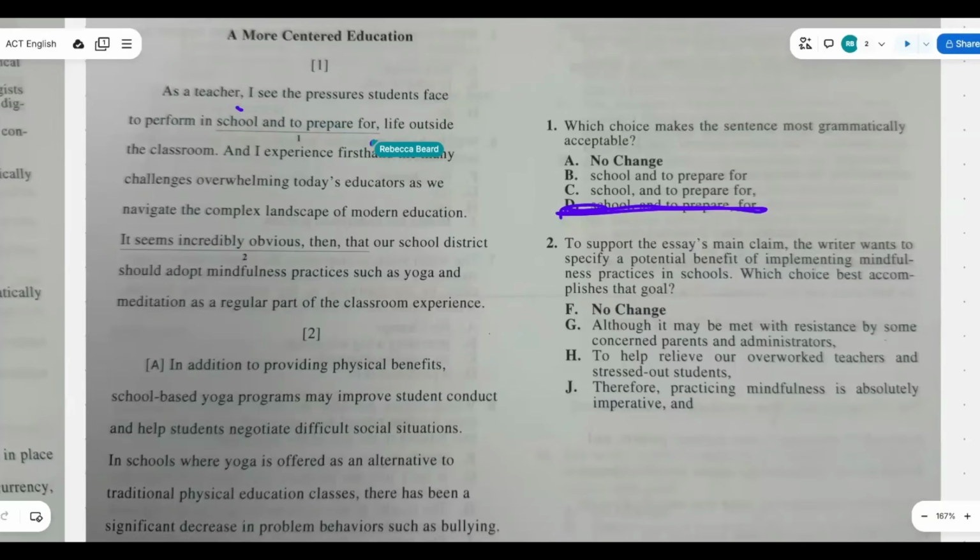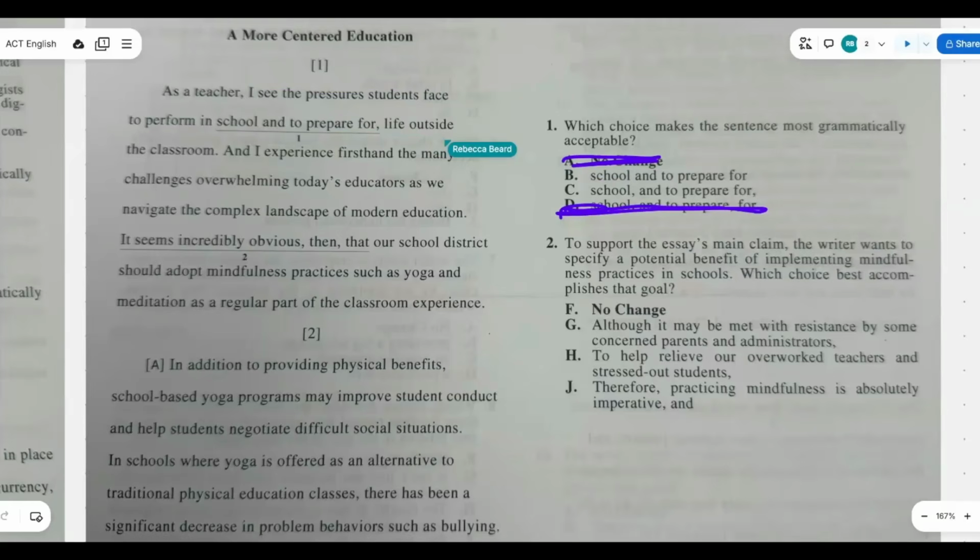And then we're going to cross it out and do our little test and read it out loud. As a teacher, for life outside the classroom, I can't even read that closely. That's not a sentence. You cannot remove all that information. That would be considered essential. So let's go ahead and test B.